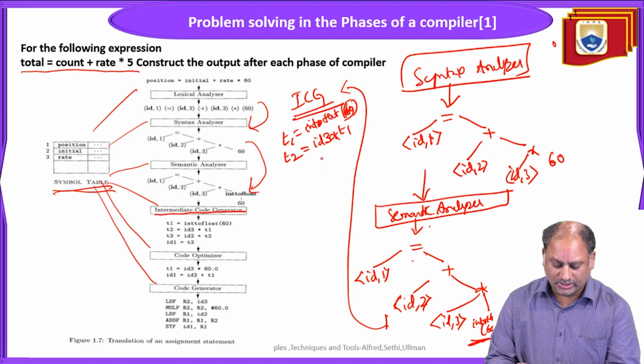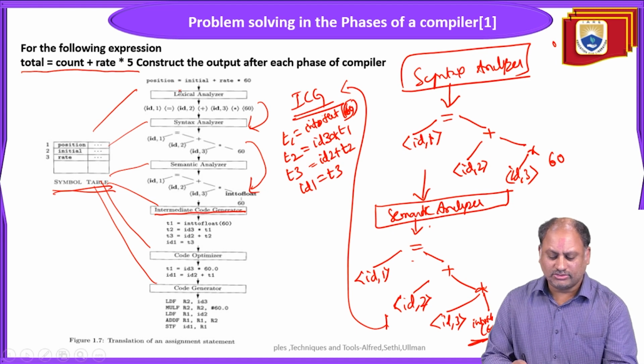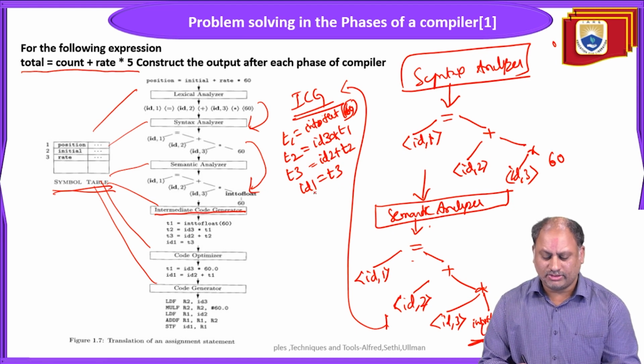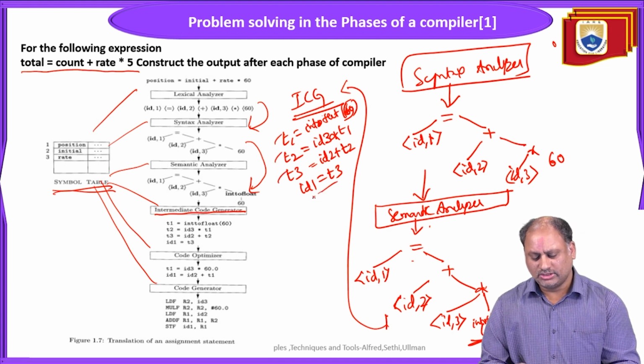Now this T2 plus another identifier, identifier 2 plus T2, we get T3. Now T3 is the final value which is stored in identifier 1. So identifier 1 is total, identifier 2 is count, identifier 3 is rate. So we are going to retrieve the 3 identifier values using the temporaries T1, T2, T3. Now the final result is stored in T3, that is identifier 1.